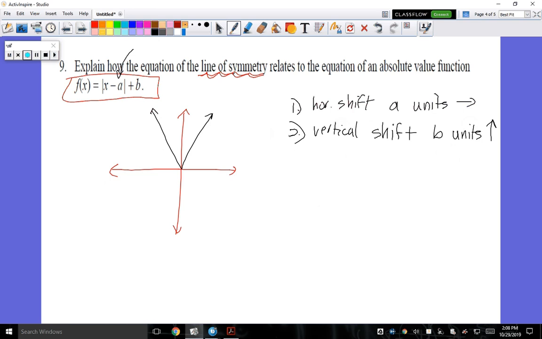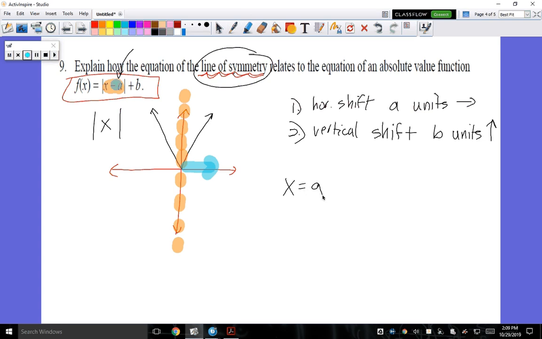So explain how the equation of the line of symmetry, remember the line of symmetry normally starts at 0 because there's usually nothing in here but just absolute value of x. There's nothing in there with that x. But because I have this -a, that means I'm going to move to the right a units. My axis of symmetry would be x is equal to a.